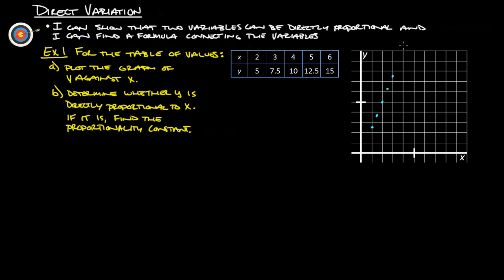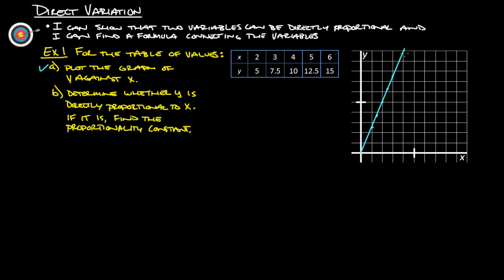Hopefully you can look at that and say, that's going to make a nice straight line, isn't it? And it does make a nice straight line that just so happens to go right through the origin, and that's pretty important to know. That's what makes this a direct variation problem. We've graphed our line. Now determine whether y is directly proportional to x. If it is, find the proportionality constant.